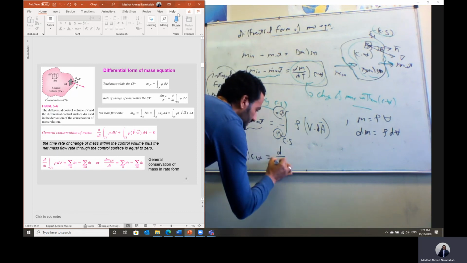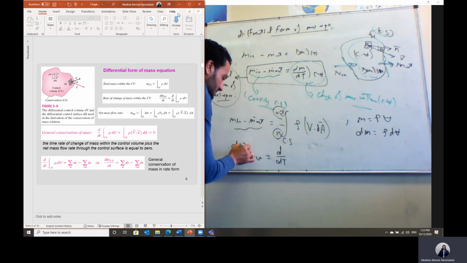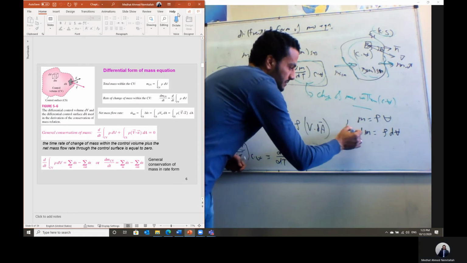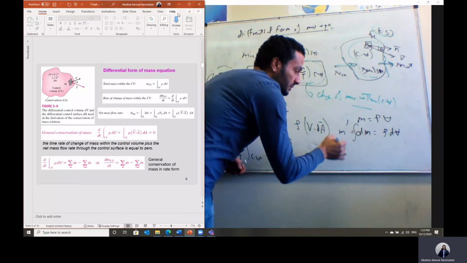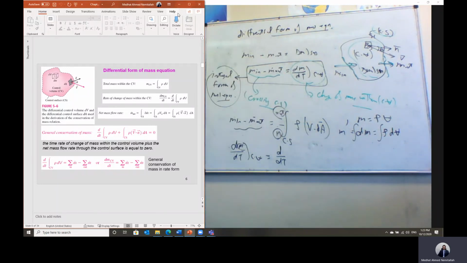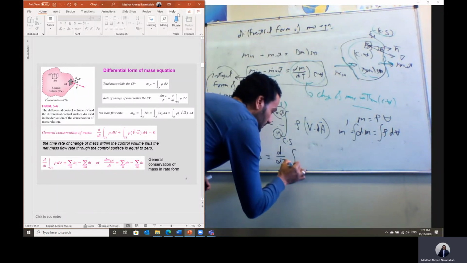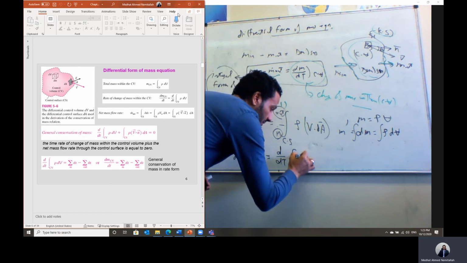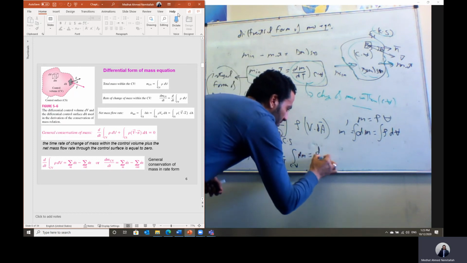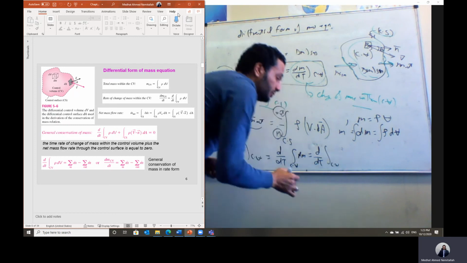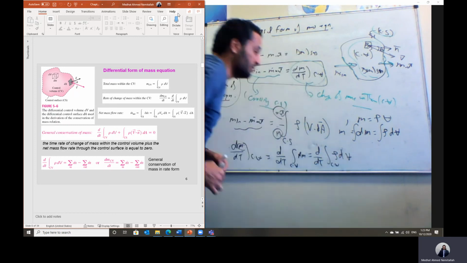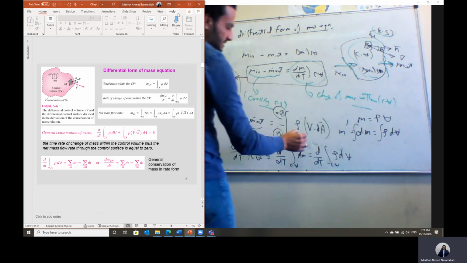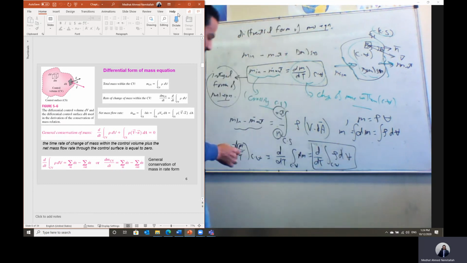That should equal to d by dt of dm, this is the mass. If we integrate here, the mass will equal to integration of dm, which is integration of rho dv. So mass here is equal to integration over the control volume of dm, or it is equal to d by dt, integration over the control volume of dm, which is rho dv in this case. Okay, and this is the differential form of the second term of the integral form, dm by dt.